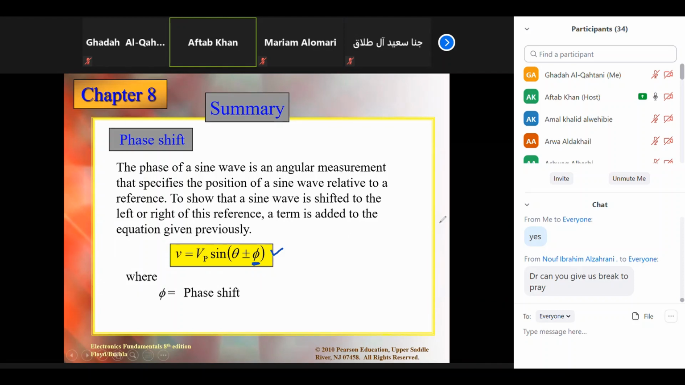Okay, so phase shift, I will give you, just wait, let me finish this topic, then we'll give you a break for the prayer. Because it's continuous, so let me finish this phase shift concept.